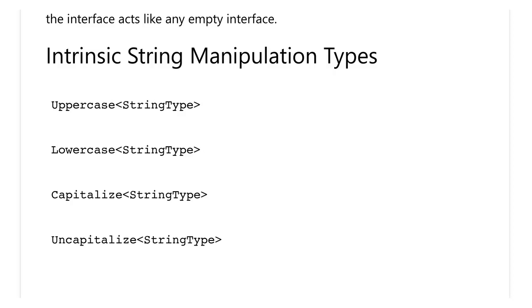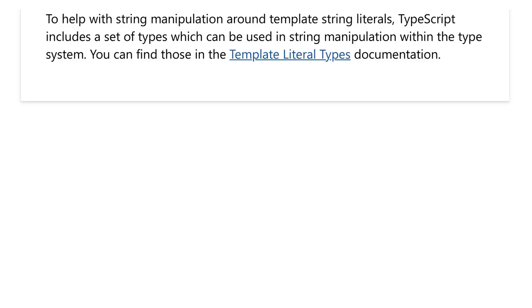Intrinsic String Manipulation Types: Uppercase<StringType>, Lowercase<StringType>, Capitalize<StringType>, Uncapitalize<StringType>. To help with string manipulation around template string literals, TypeScript includes a set of types which can be used in string manipulation within the type system. You can find those in the Template Literal Types documentation.